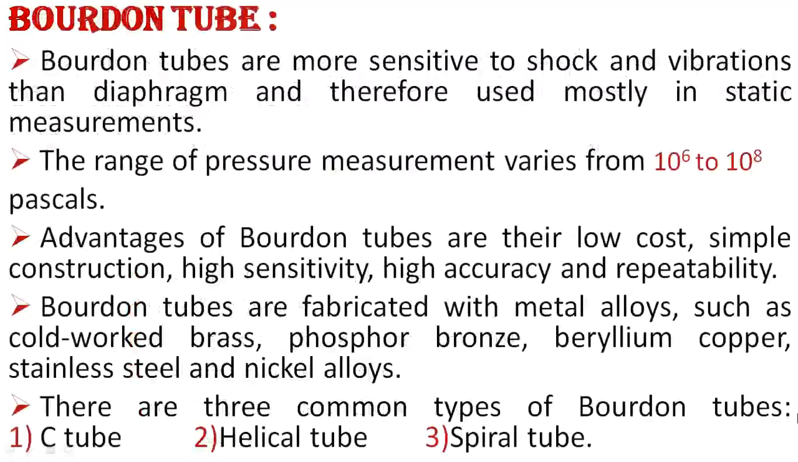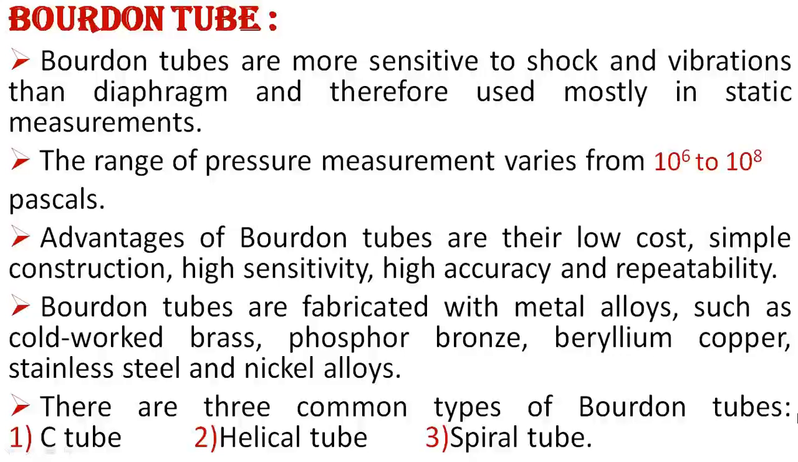Now the next concept is the Bourdon tube. Bourdon tubes are more sensitive to shock and vibration than diaphragms and are therefore used mostly in static measurement. The range of pressure measurement varies from 10⁶ to 10⁸ Pascal. The advantages of the Bourdon tube are low cost, simple construction, high sensitivity, high accuracy and high repeatability.